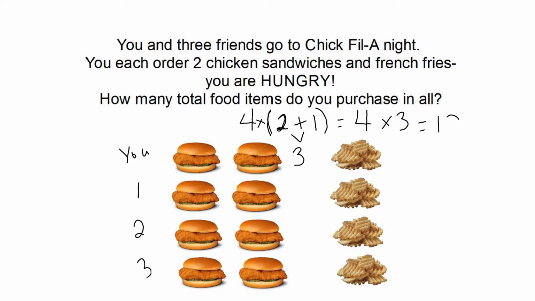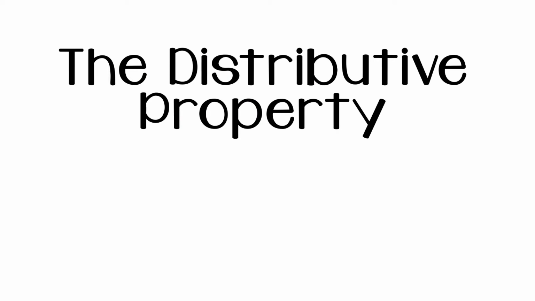Now, this has something to do with the distributive property because we took these 4 people, and we distributed some food to each of those 4 people. We distributed 4 people to 2 chicken sandwiches and 1 order of fries. So it might not be 100% clear right now what the distributive property means, but let's go into more depth.